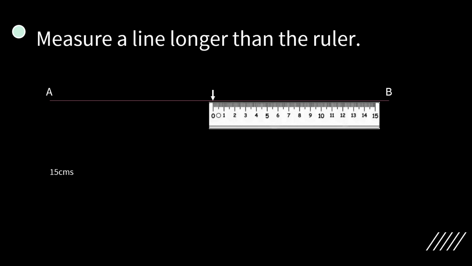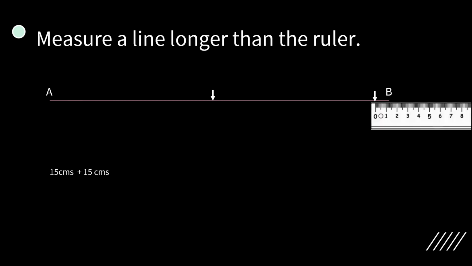So we put the 0 and we see that the end of the line is here. And we add another 15 centimeters to it. We put a mark on the line. We move the ruler again and put the 0 at this mark. We now read the remaining part of the line till point D, and the length is 1.4 centimeters. So what is the total length of the line AB? It is 15 plus 15 plus 1.4, which is 31.4 centimeters.